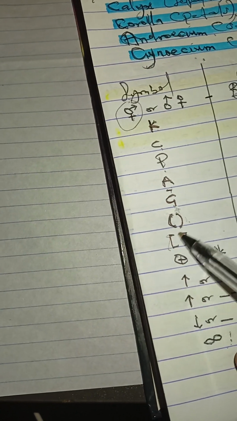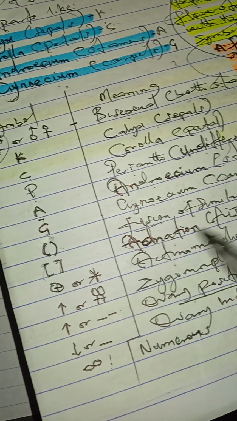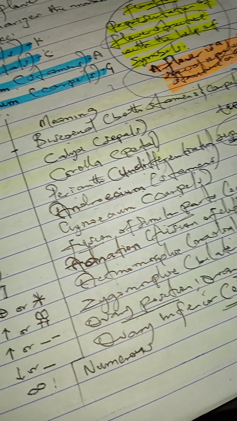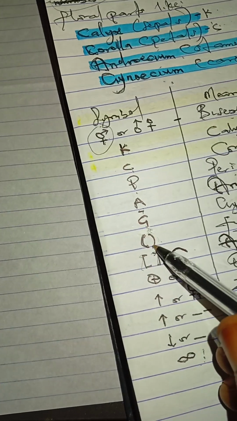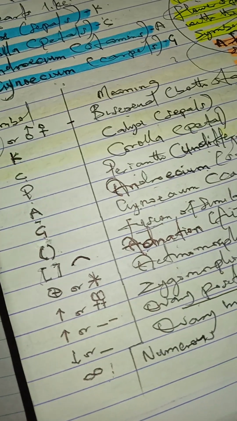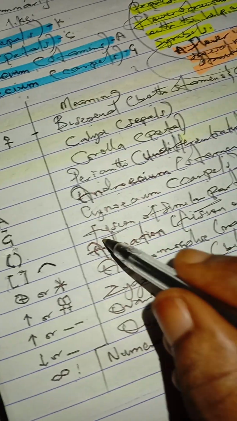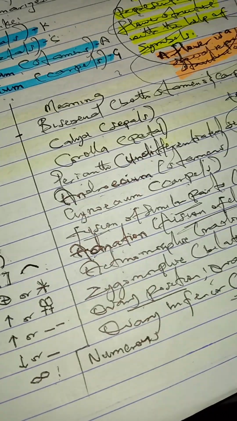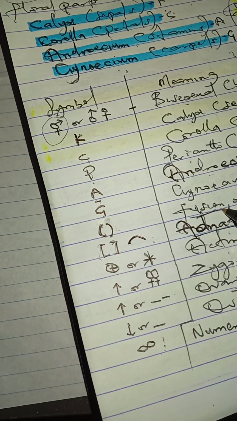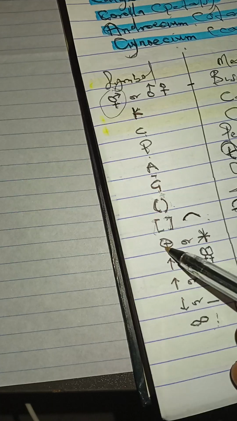Now we have this symbol here, which signifies adnation, which is fusion of different parts. This symbol could also be used to represent adnation. Remember that this one signifies fusion of similar parts. This one means adnation, fusion of different parts. So if it is a different part, it is adnation. If it is a similar part, it is fusion. Are we there?